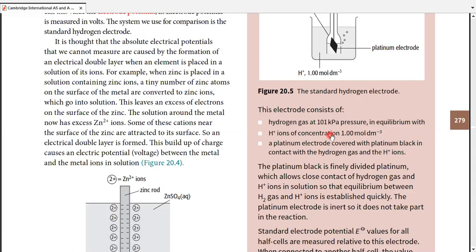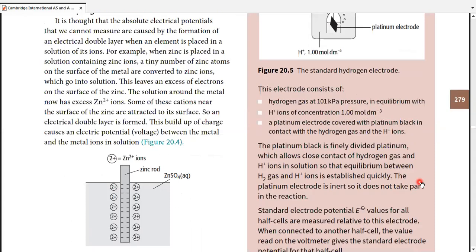The electrode consists of hydrogen gas at 101 kilopascal pressure in equilibrium with hydrogen ions at a concentration of 1 mole per decimeter cube. Remember, both these values are a standard system value. The platinum electrode covered with platinum black in contact with hydrogen gas and the H positive ions.